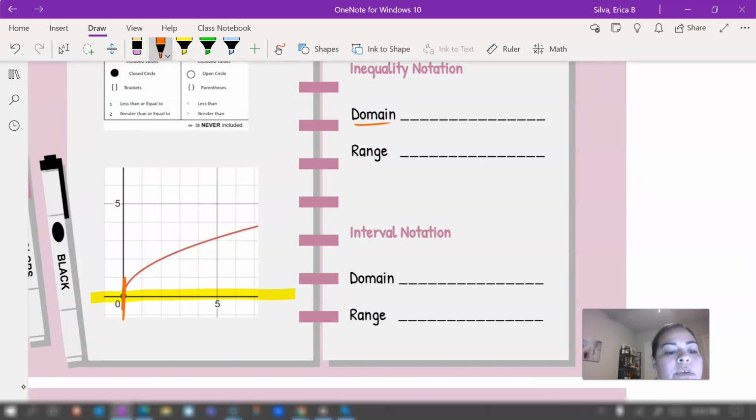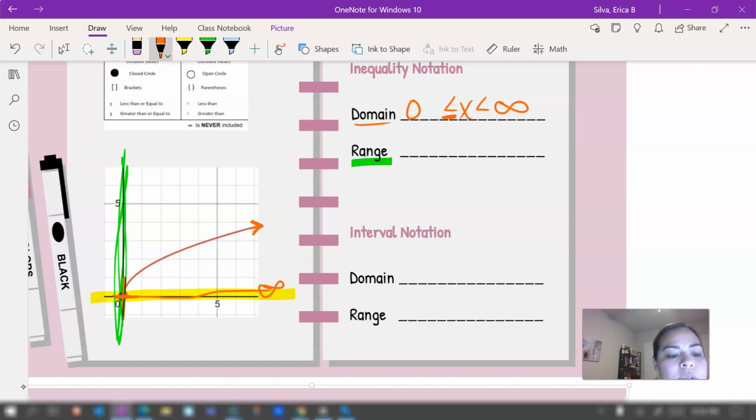For domain, we're looking at our x's. Notice how our lowest value of x is 0. Set this up. And our highest value of x, because there's nothing there, that means there's an arrow. So it's going to positive infinity. So because there's an actual point here, it's including 0, and we never include infinity, so we can leave it like that.